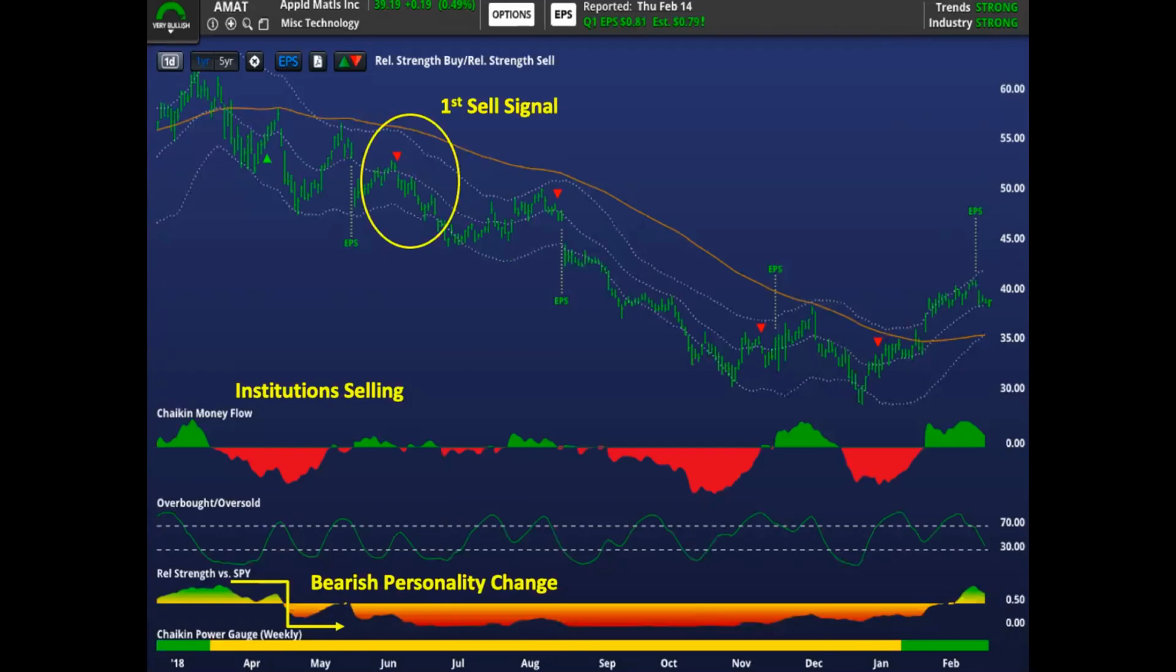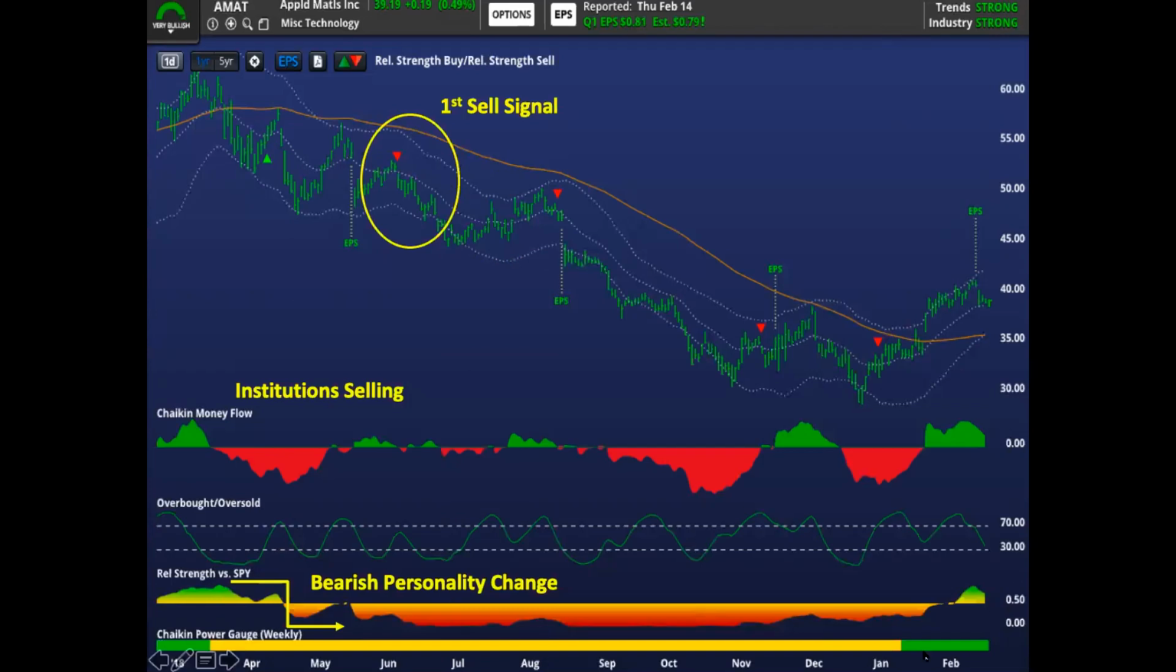When we see that, we look for the first sell signal. It's not an immediate sell. We look for the first sell signal. In this case, we got a relative strength sell in late May at a price of around 50. Another one here ahead of earnings in August. And the stock ultimately bottomed at $30. That's what a personality change can do for you.